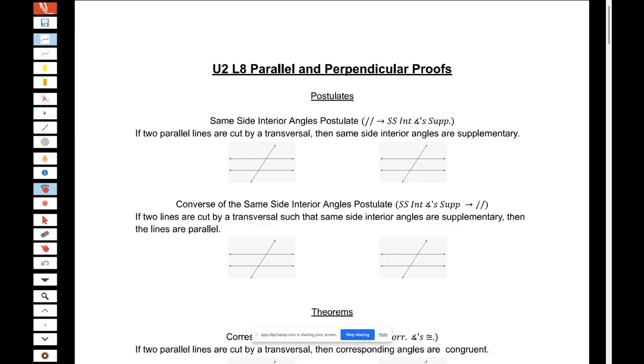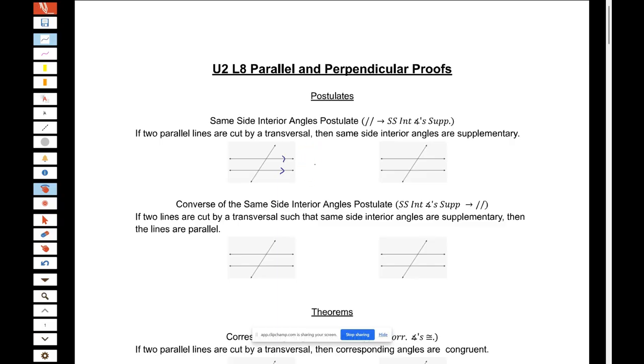So, same side interior angles postulate. This is one of the rules that is used often to show some things about angles when we're talking about parallel lines and transversals. It says if two parallel lines are cut by a transversal, so I'm going to mark these parallel, and then of course we have our transversal, so we have A and B. Well, we're not going to name them these, we'll wait till later.